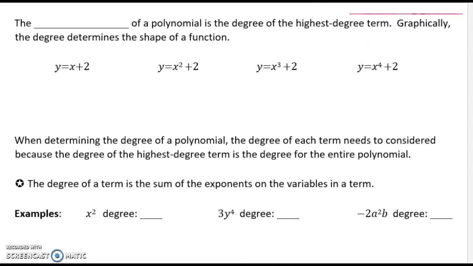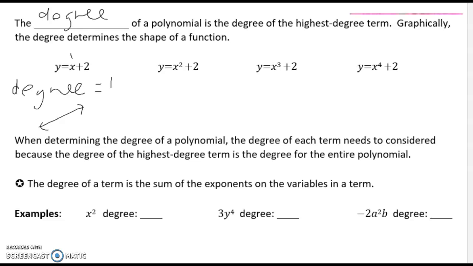So the degree of a polynomial is the degree of the highest term. That's crucial, the highest term. Graphically, the degree determines the shape of the function. So on this one, you look at your variables. If we look at this x, there's no exponent there, so it's a 1. And so that means that this one is a degree 1, and that would mean it is a straight line.